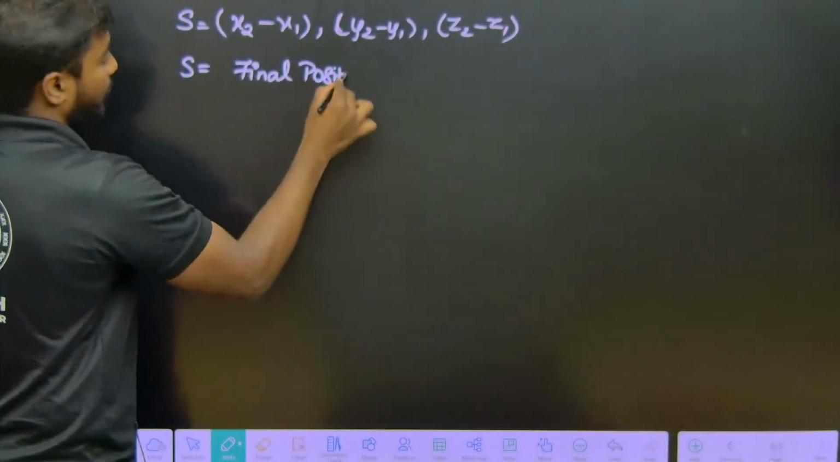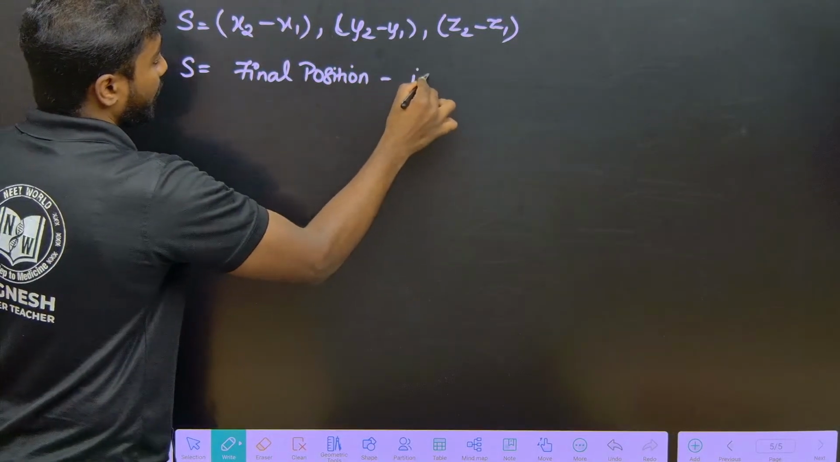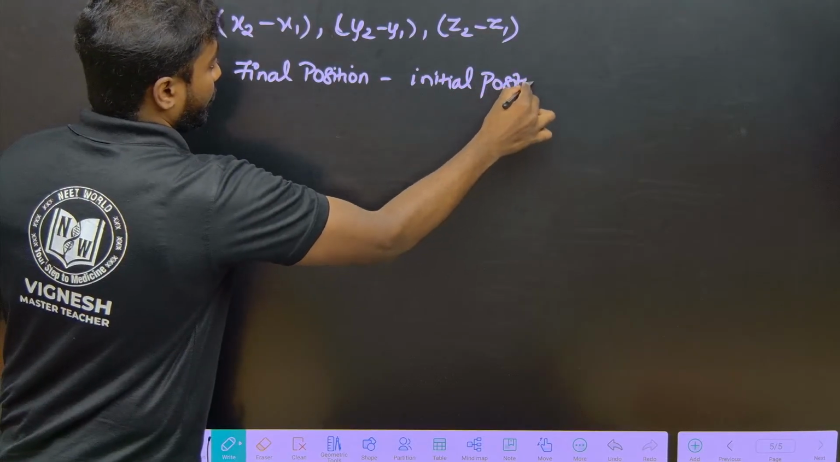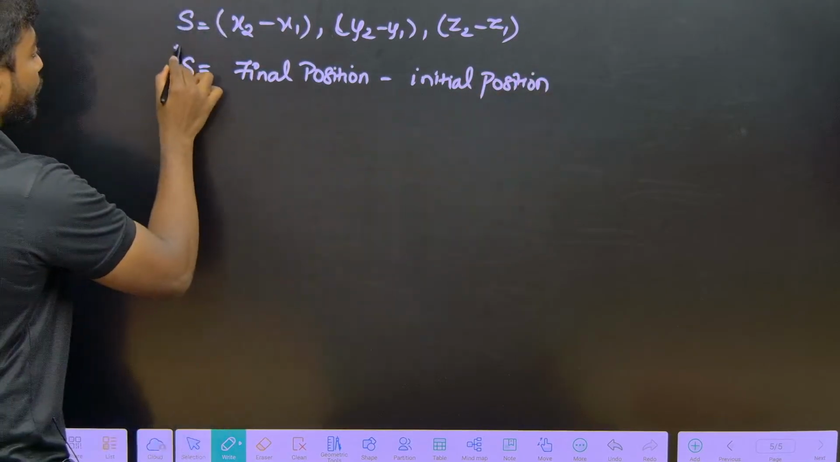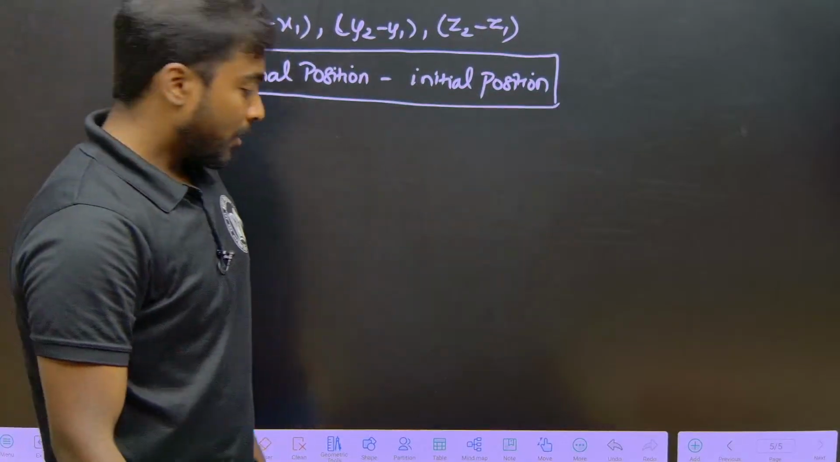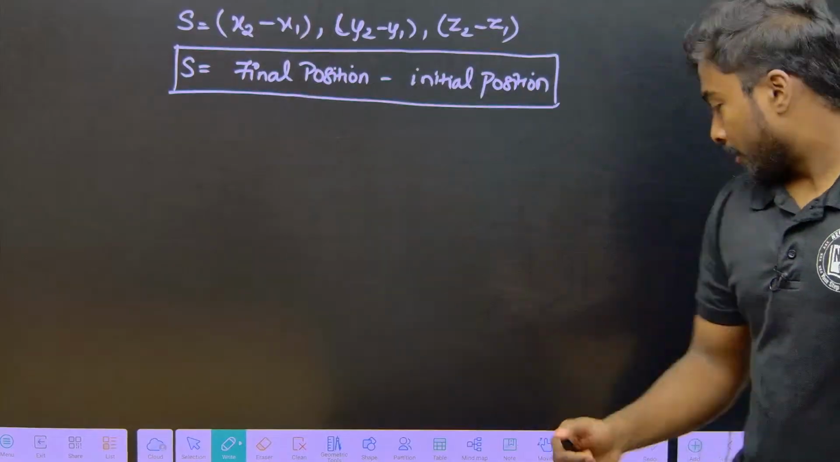I will write it here. Final position minus initial position. This is the formula for the displacement. Any doubt? Can we do a problem in this?